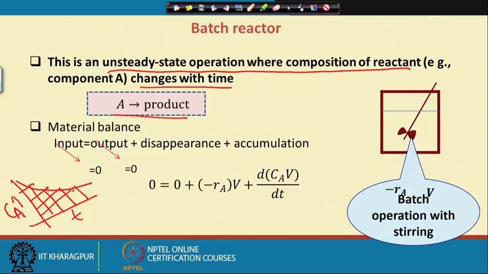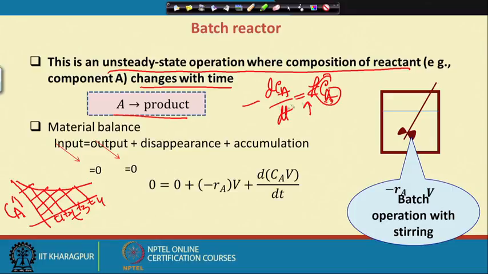Now if you have the rate equation, what is the rate equation? dCA by dt equals K into CA, if you consider a first order reaction. Now K is constant, but your CA value changes at different times. This is T1, this is T2, this is T3, this is T4. As the time changes, your CA value changes.